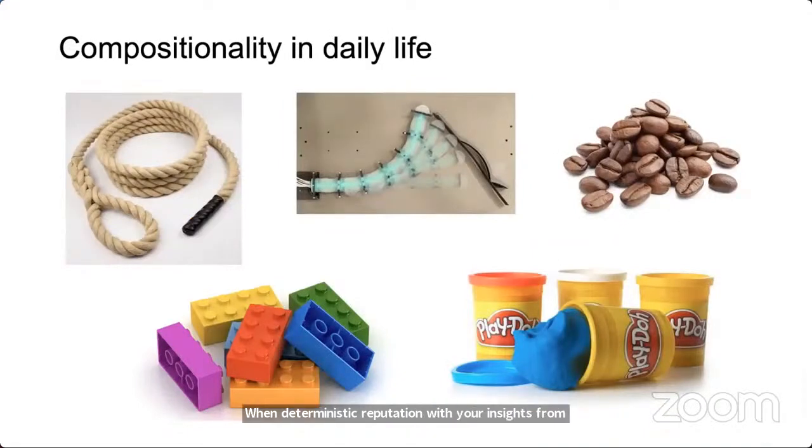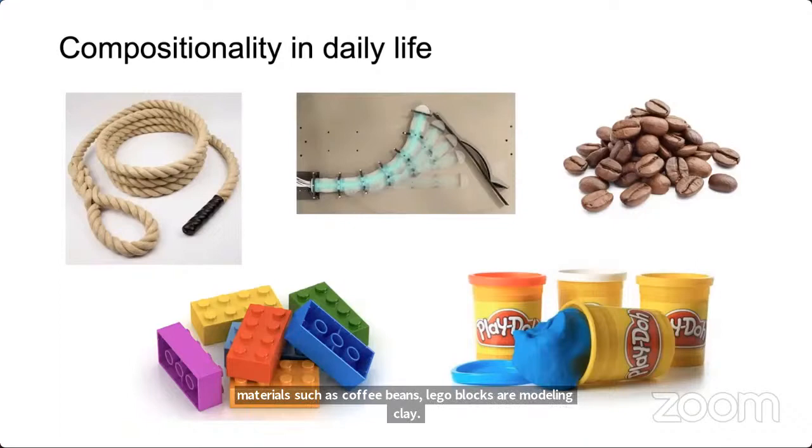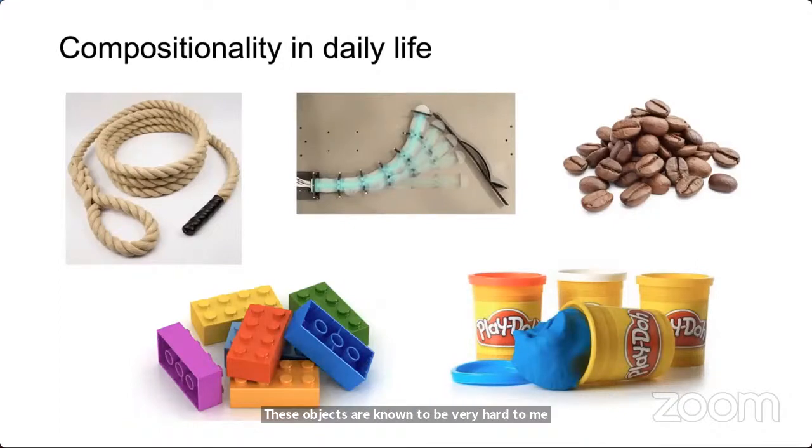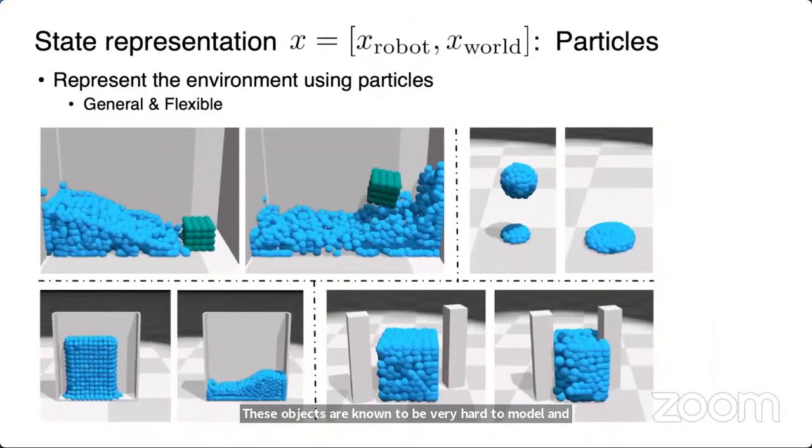When determining a state representation, we draw insights from our everyday experiences. As you may remember from the example of a baby making a tower, compositionality is common in our daily life. Many ordinary objects contain repetitive subcomponents: ropes and soft robots, granular materials such as coffee beans, Lego blocks, or modeling clay. These objects are known to be very hard to model and control using traditional methods. In order to capture the compositionality of the environment and facilitate the generalization power of the system, we propose to use particles to represent the environment.